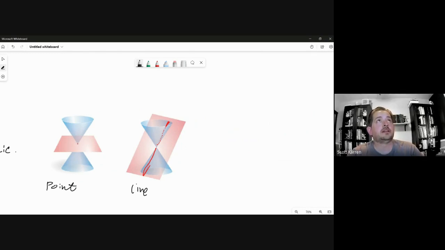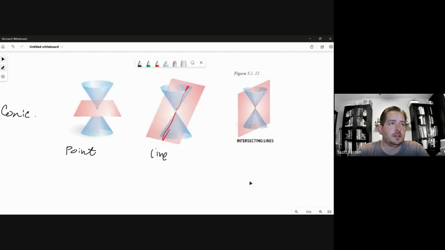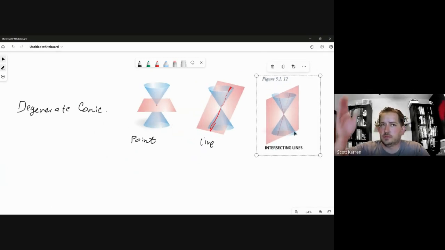And then the last degenerate conic would be intersecting lines. By having that plane slice through both of them, you end up getting just two lines that intersect each other, right? So those are our degenerate conics. We're not going to talk about them in great detail, but they are notable, and boom, they've been noted, right?